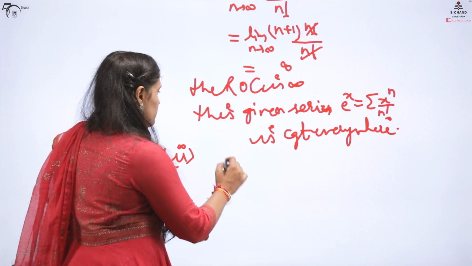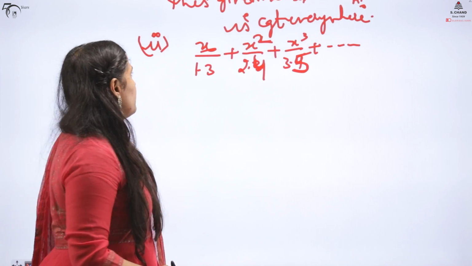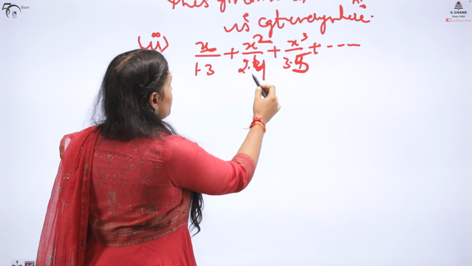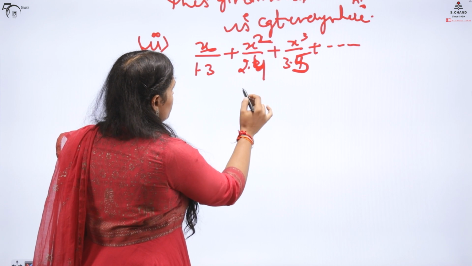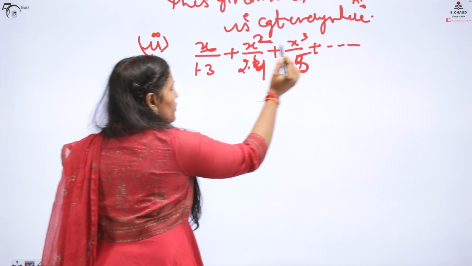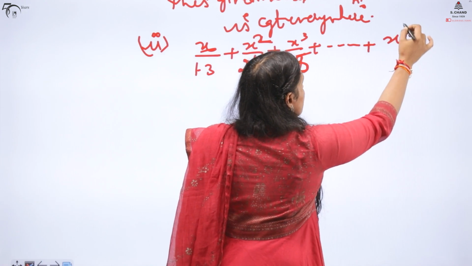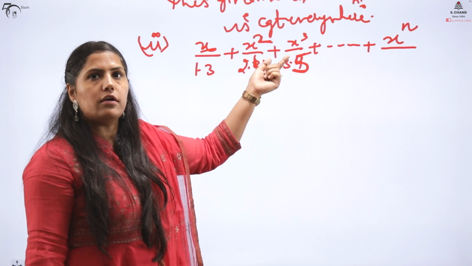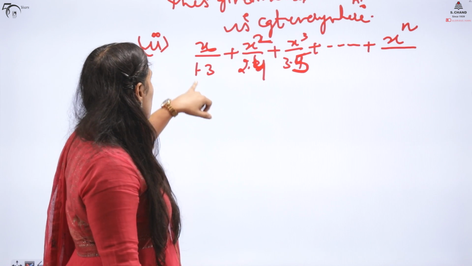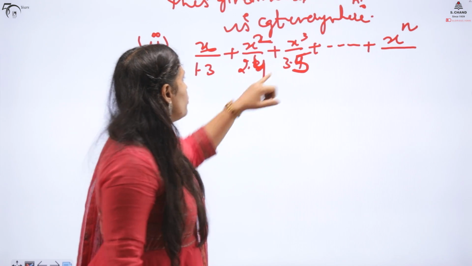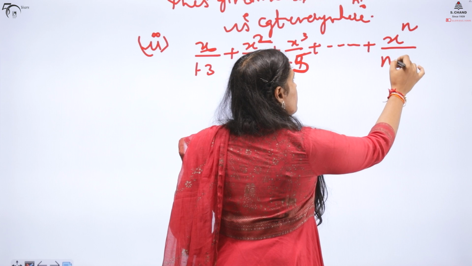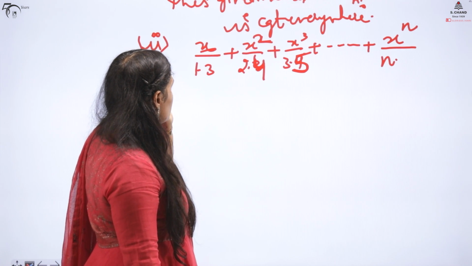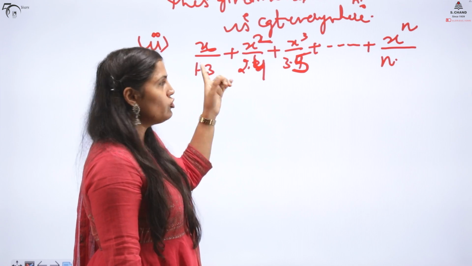In the second example, see the pattern first: x, x square, x cube, 1.3, 2.4. If you see the pattern, the nth term will have xn, because the x powers are continuous: x, x square, x cube. Now the denominators are 1, then 2, then 3, so it will also be n. Now see the third one. This is 3. When you substitute n as 1, you get 3.